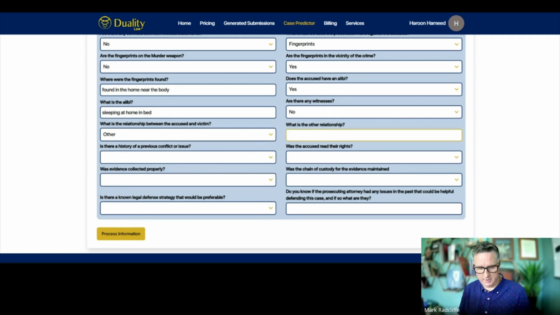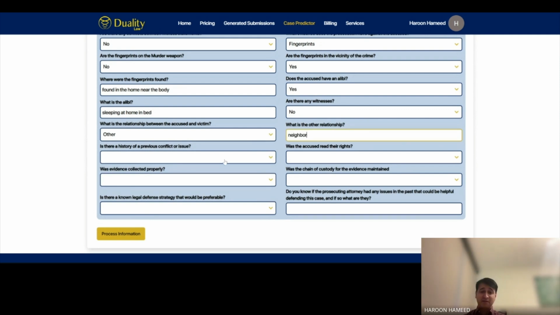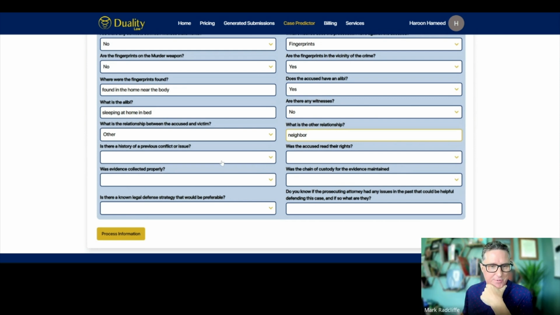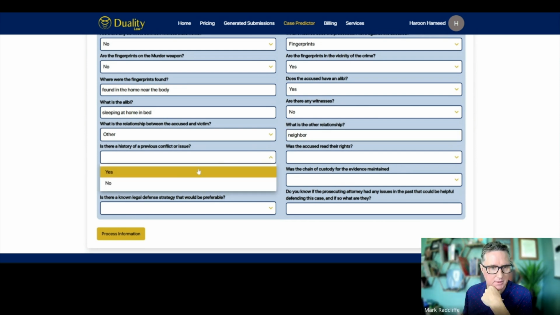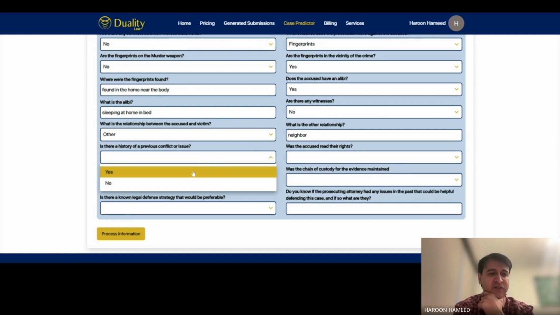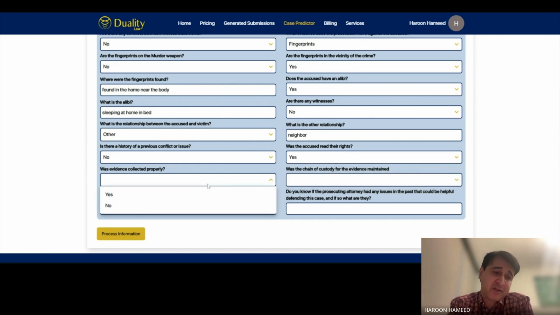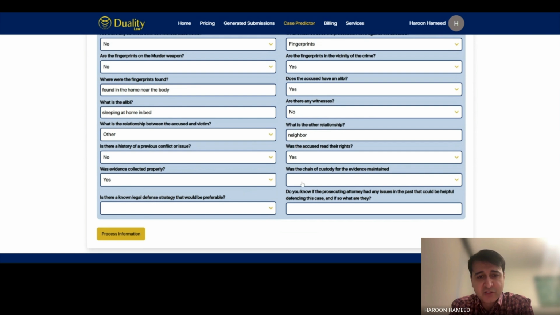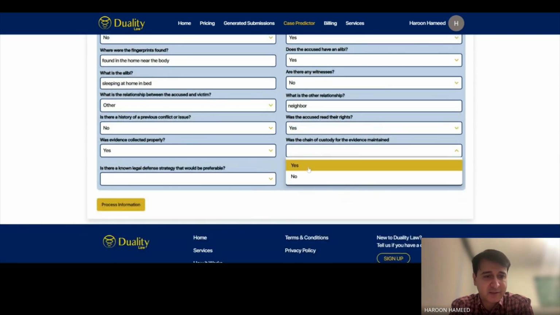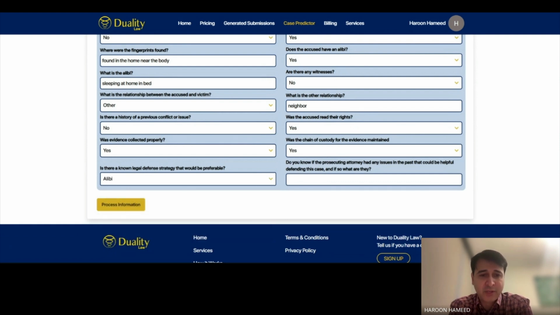Just say neighbor. Neighbor. I mean, it could be. This can happen. People fighting over a girl in the neighborhood. Yeah, this feels very realistic to me. Is there previous conflict or issue? No. Okay. Was the accused read their rights? Yes. So we read the rights. Evidence collected properly to the best of our knowledge? Yes. Chain of custody, we'll put yes. No legal defense strategy. Alibi. The person says, I was home alone. I was sleeping. Nothing that we know of that's happened with the prosecuting attorney in the past.